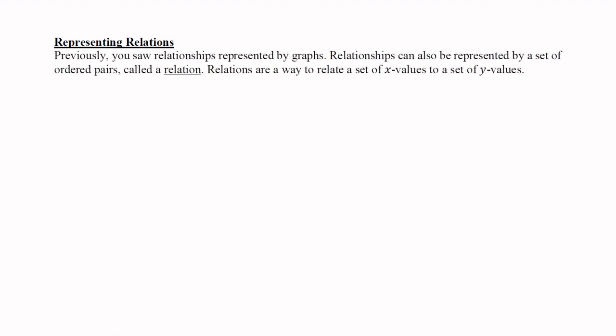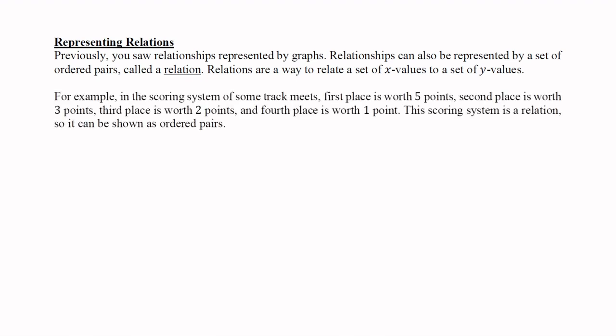Previously, you saw relationships represented by graphs. Relationships can also be represented by a set of ordered pairs called a relation. Relations are a way to relate a set of x values to a set of y values. For example, in the scoring system of some track meets, first place is worth 5 points, second place is worth 3 points, third place is worth 2 points, and fourth place is worth 1 point. This scoring system is a relation, so it can be shown as ordered pairs.